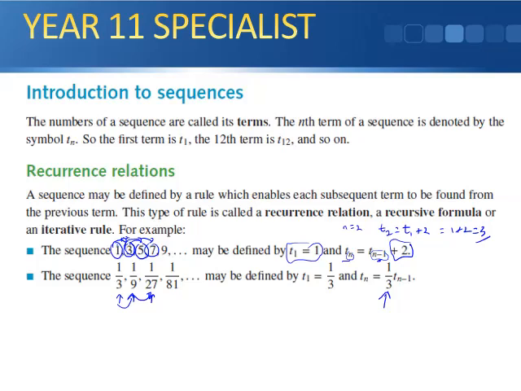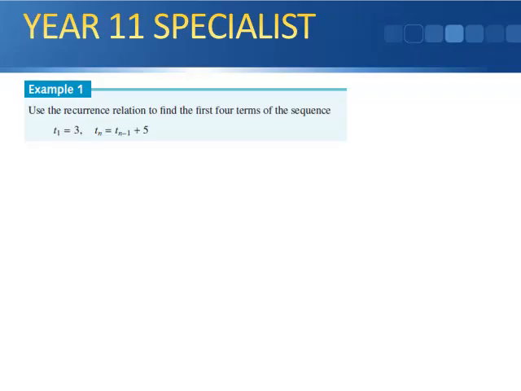Sometimes we don't need to write that like this. We can write it as t of n plus 1. So the next term is the term before it plus 2. These are known as recurrence relations or recursive formula or iterative rules. So we have to be able to do that. This is the same, the next example there, so I won't go through that. I'll go to the first example.